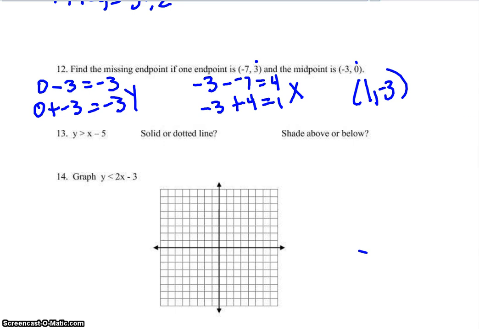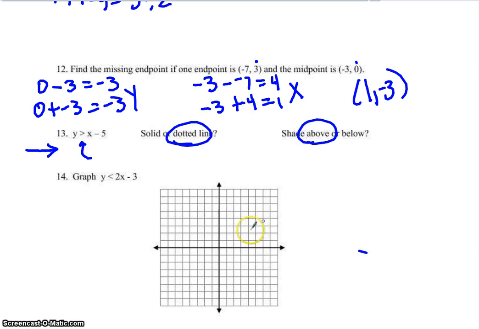Number 13, if you have y is greater than x minus 5, will it be a solid or dotted line? Dotted is the same thing as a dashed line. There is no line under there, and so yes, it's dashed. Will you shade above or below? If you were to take this and turn it into an arrow, it's pointing away from the y, therefore you shade above.